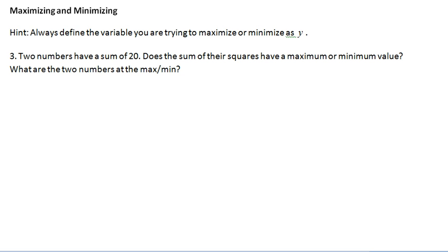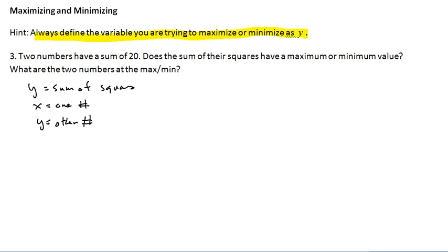Okay, maximizing and minimizing. Notice that on all our graphs, we're always ending up with a maximum or minimum value of y. So it makes sense to define whatever variable you're trying to maximize or minimize as y. So in this case, we're trying to maximize or minimize the sum of the squares. So we'll say that y is the sum of squares. And then we've got two numbers. So I'll say x is one number, and I'll say z equals the other number.